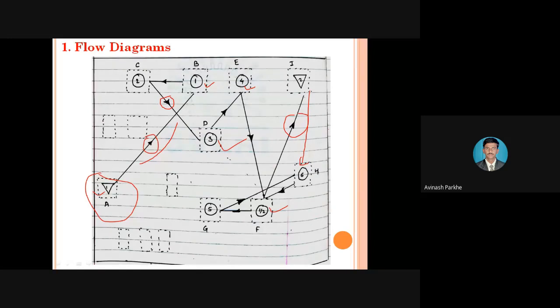So to identify such types of backtrackings, this particular flow diagram plays a very important role. In order to represent that particular backtracking or the maximum movements of that particular material, this flow diagram plays a very important role.